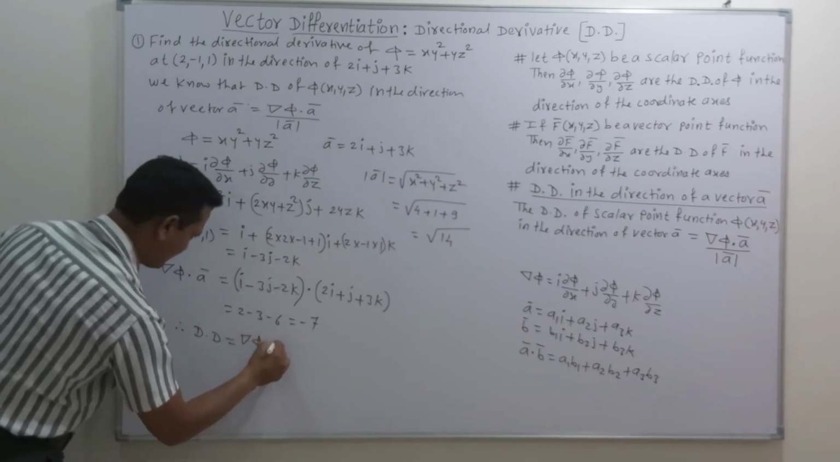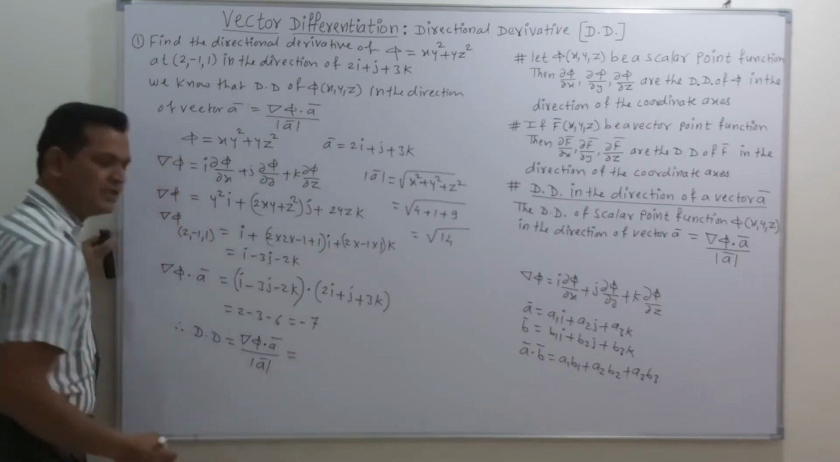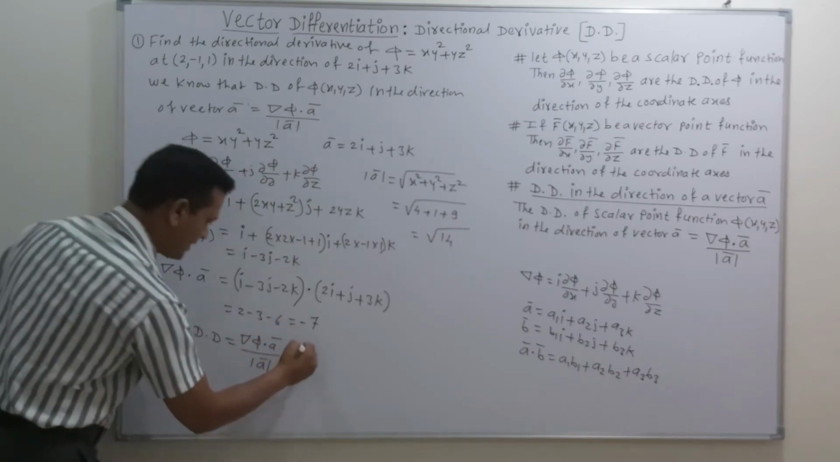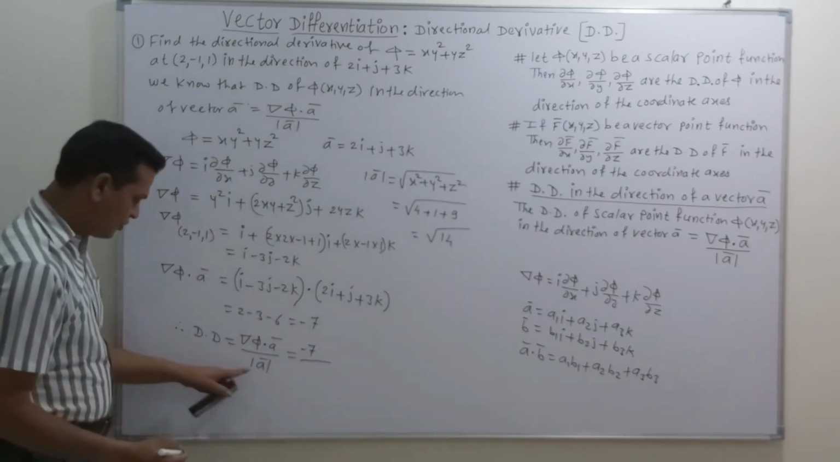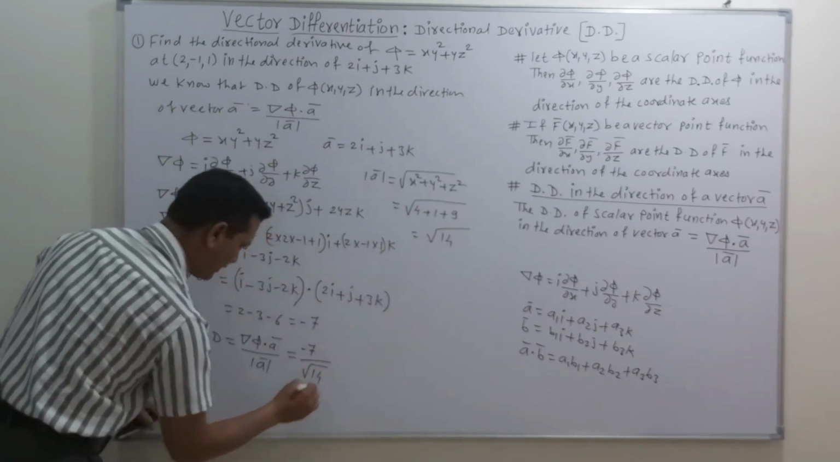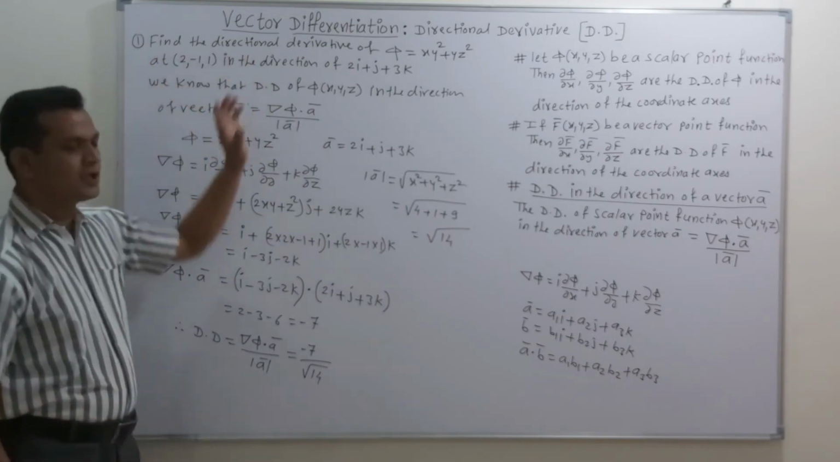So if we try to find the directional derivative, the directional derivative is equal to del phi dot product with a bar upon the magnitude of a bar. Del phi dot a bar is minus 7, divided by the magnitude of a bar, which is root of 14. So in this way, friends, we get the solution related to this question.